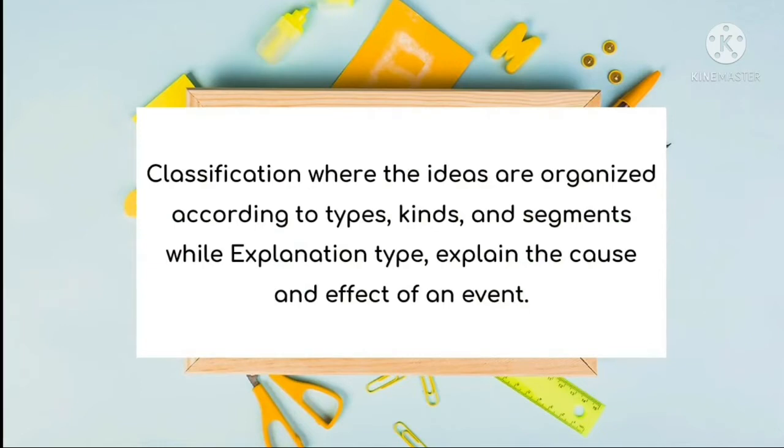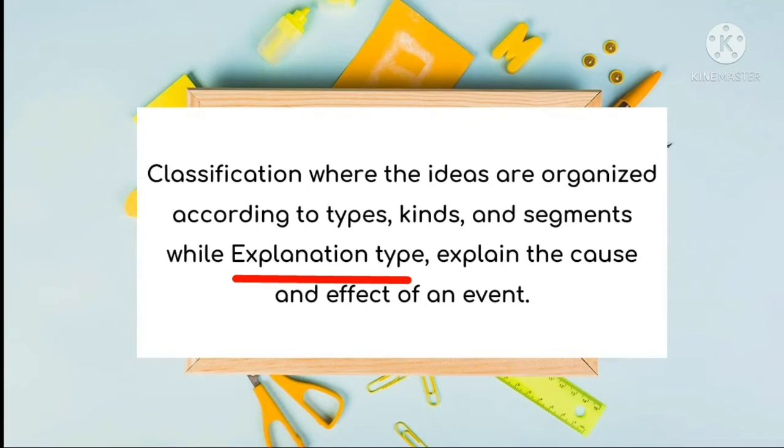Now, to sum it up, classification is where the ideas are organized according to types, kinds, and segments, while explanation type explains the cause and effect of an event.